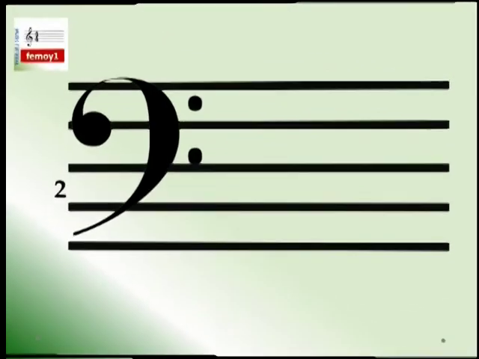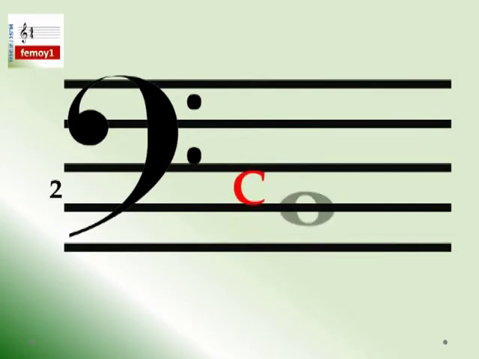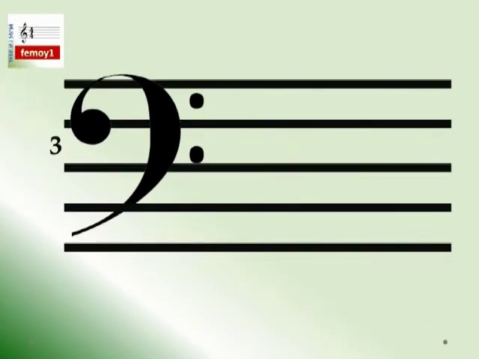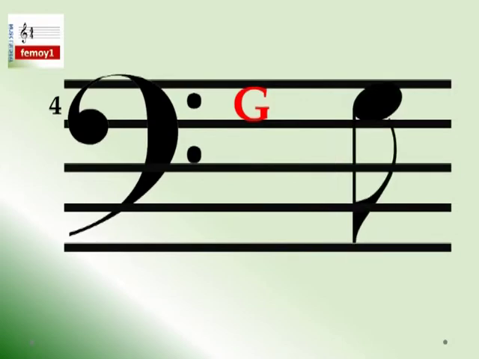The second space of the bass clef is always C, either the note is a whole note, a half note, a quarter note, an eighth note, and so on. The third space of the bass clef is always E, either the note is a whole note, a half note, a quarter note, an eighth note, and so on. And finally, the fourth space of the bass clef is always G, either the note is a whole note, a half note, a quarter note, an eighth note, and so on.